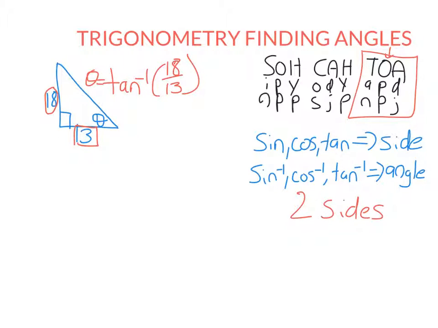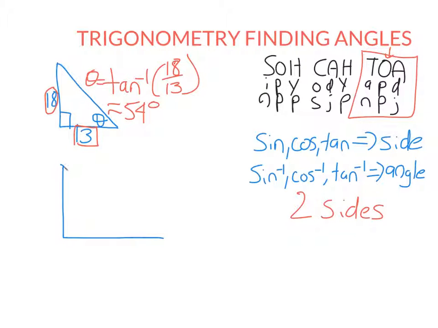So make sure your calculator's in degrees. The answer you get should be about 54 degrees. So if the adjacent side's 13 and the opposite is 18, then the angle is about 54 degrees. Okay, that's to the nearest whole number. The actual answer is 54.16, but I gave it to the nearest whole number. It's as easy as that, and we're done. Let's look at another example.